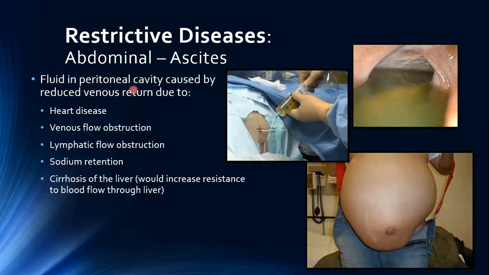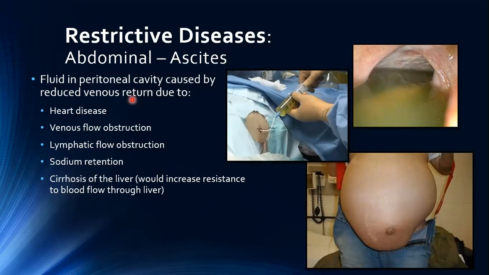Now, fluid in the peritoneal cavity caused by reduced venous return due to heart disease, venous flow obstructions, lymphatic flow obstruction, sodium retention, or cirrhosis of the liver would increase resistance to blood flow through the liver, okay? So if you have decreased venous return, right? We said that's a right-sided heart issue, right? That's a pulmonary issue, all right? Which is restrictive diseases and obstructive diseases are pulmonary issues, right? It's the lungs either getting air in or can't get the air out.